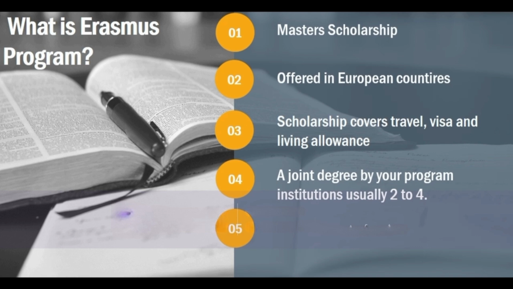And yes, in the end they will offer you a joint degree by your program institutions. For example, if your program countries include Finland, Italy, and Germany, then you will have a joint degree by the institutions in these 3 countries.